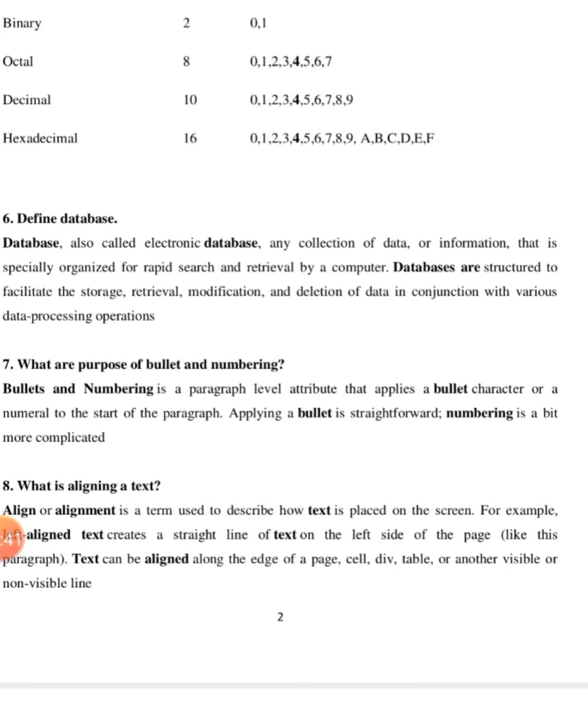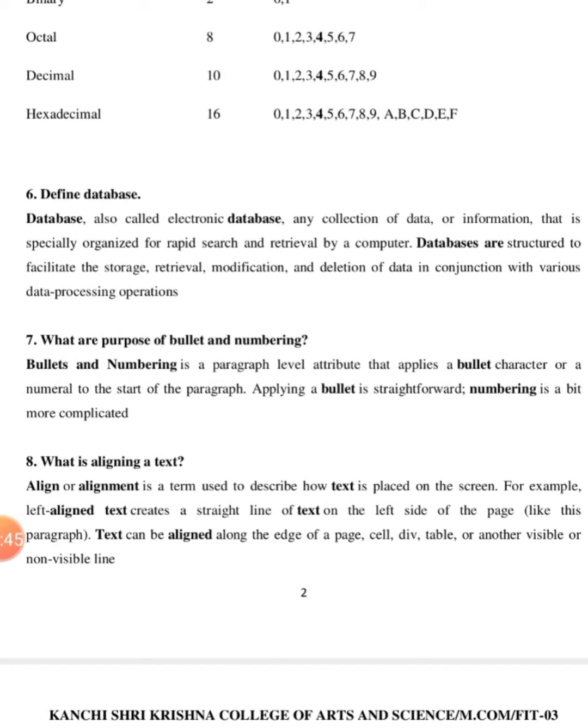Seventh one is what is the purpose of bullets and numbering. Bullets and numbering is a paragraph level attribute that applies a bullet character or a numeral to the start of the paragraph. Applying a bullet is straightforward. Numbering is a bit more complicated.